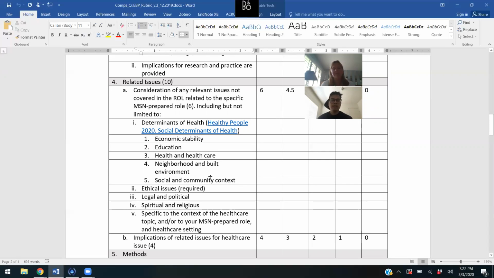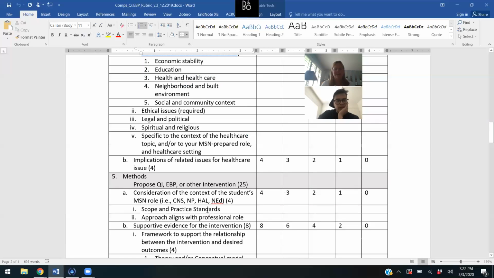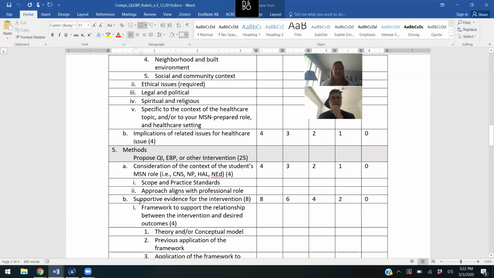Right. Which I think I did. I mean, I tried to. I think you did too. It's just confusing there. And then for the methods section, you want to have an intervention that you would do as a nurse practitioner. And a healthcare administrator would want to have an intervention that they might do in their future role as a healthcare administrator.